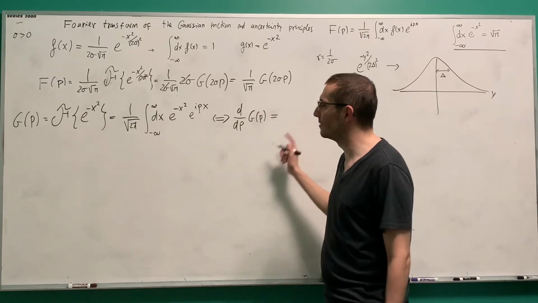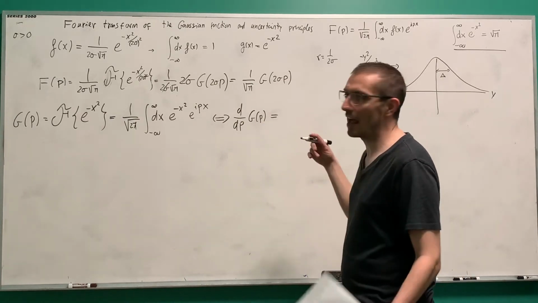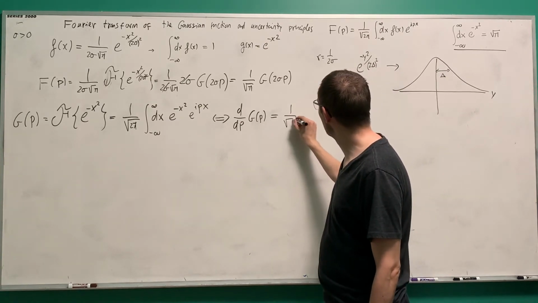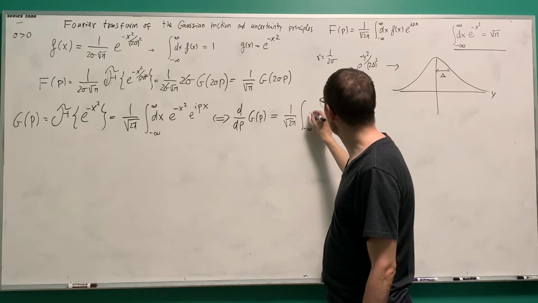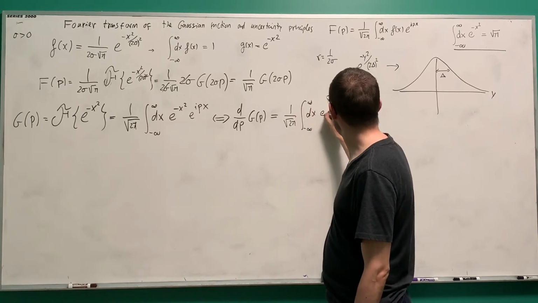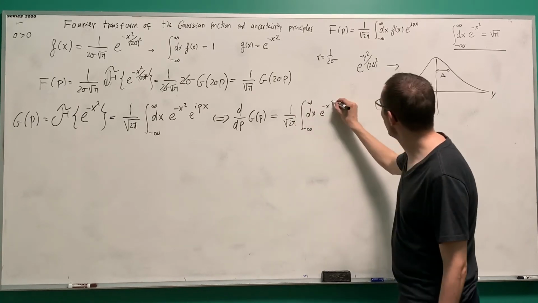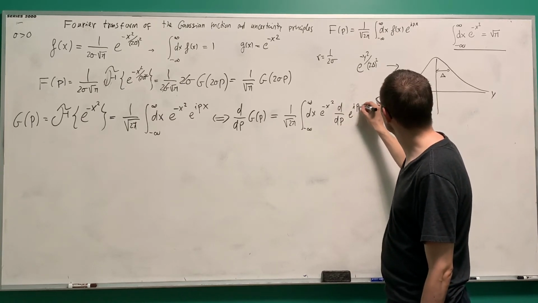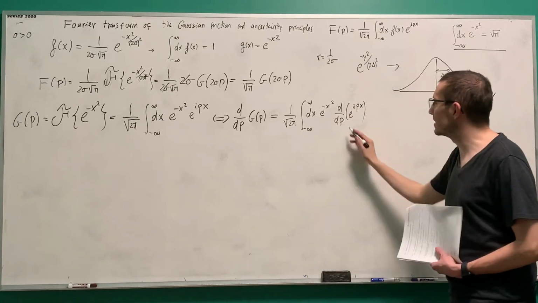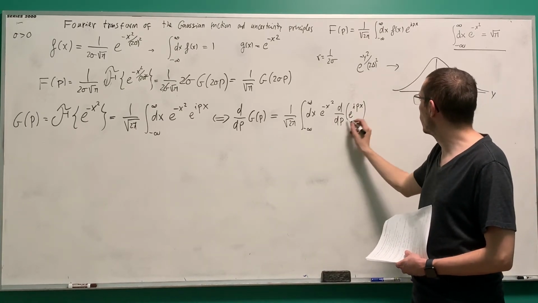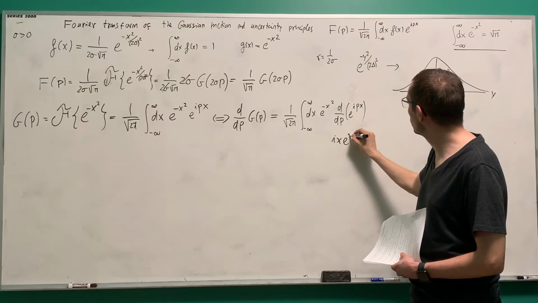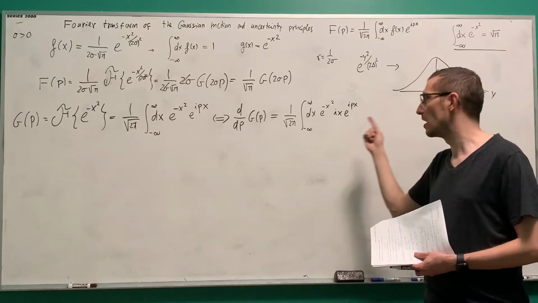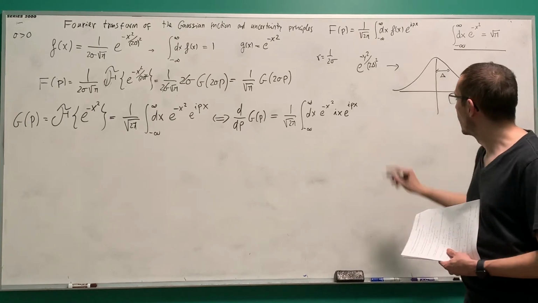So I can jump in with the derivative into the integral, differentiate under the integral sign, and then I get 1 over root 2 pi integral from minus infinity to infinity dx e to the minus x squared d dp e to the i p x. Now this is an easy integral. With respect to p, this is just i x e to the i p x. Let's just substitute it, and we get that.